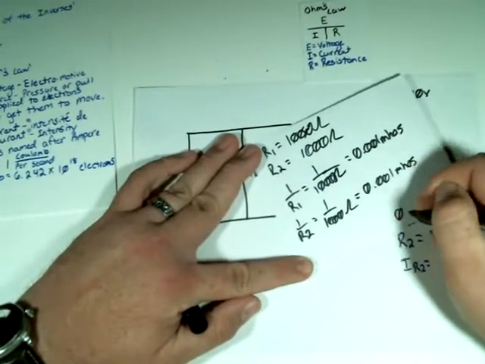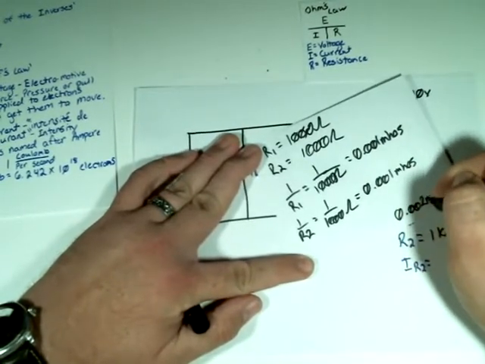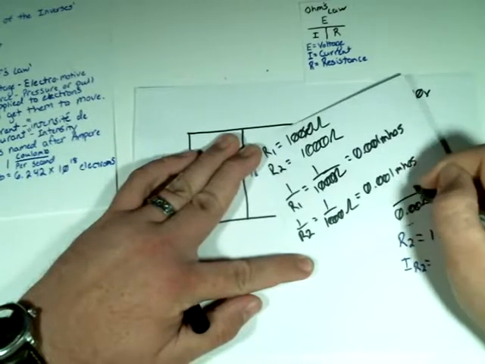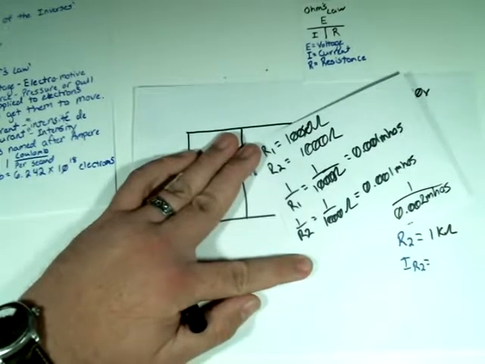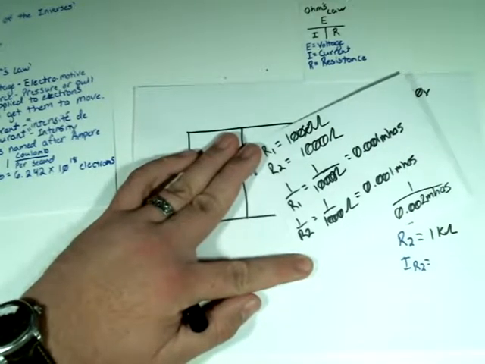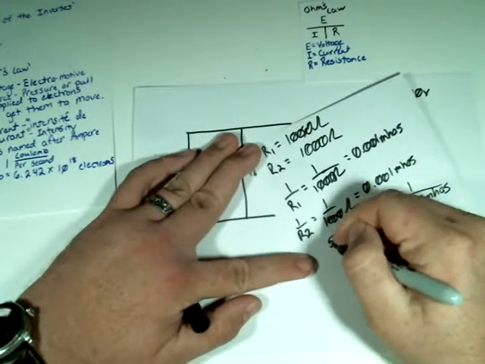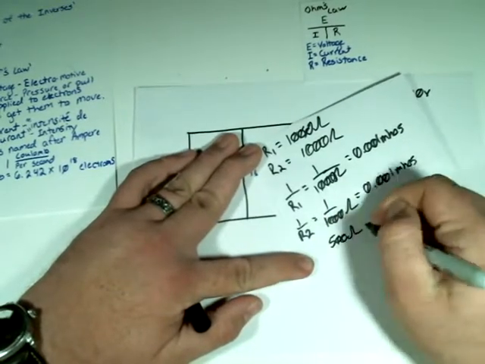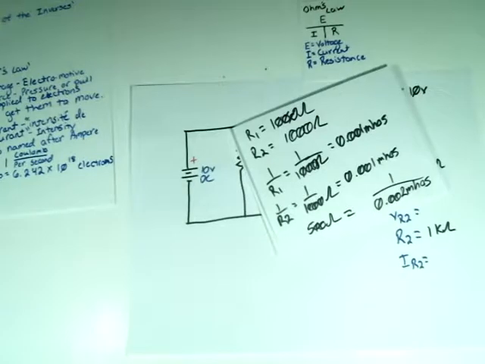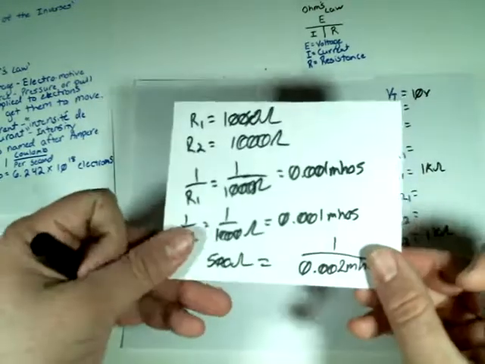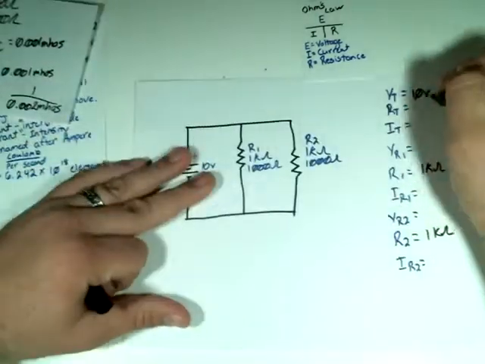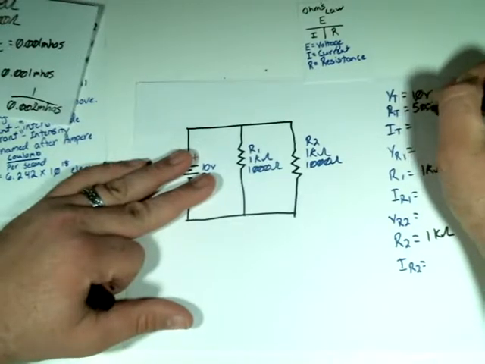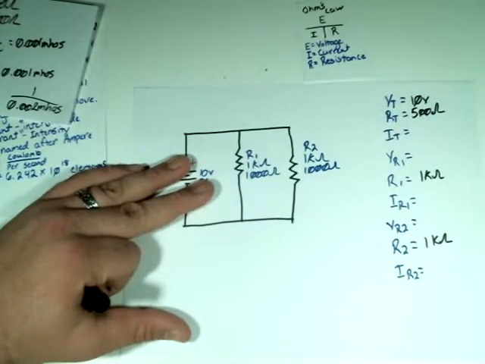So we add these two together, right? So then 1 over 0.002 mhos is 500 ohms. Okay, I hope that makes sense. So RT is 500 ohms.